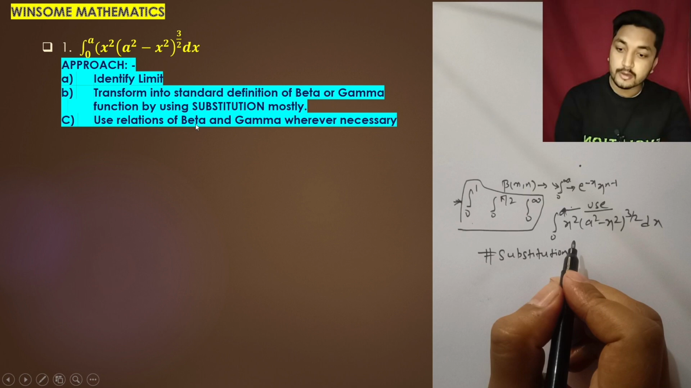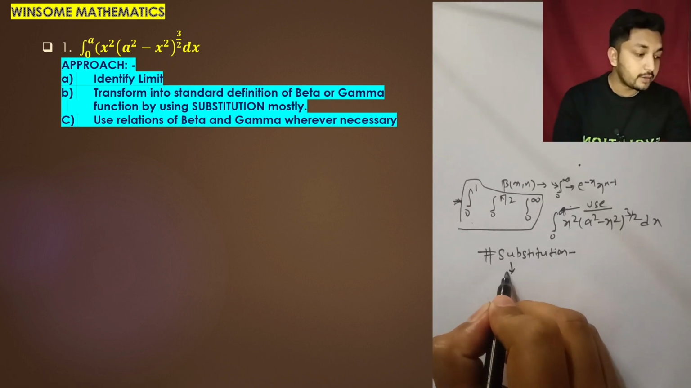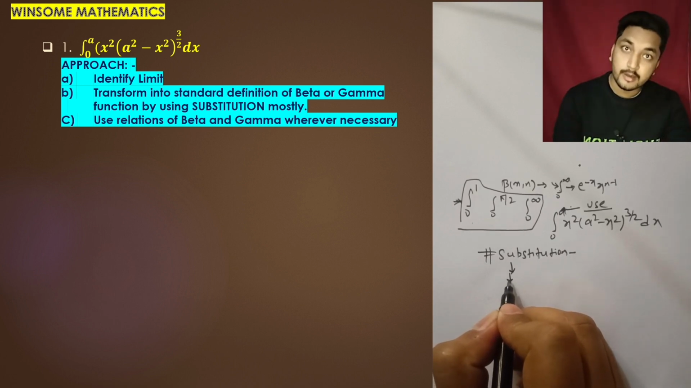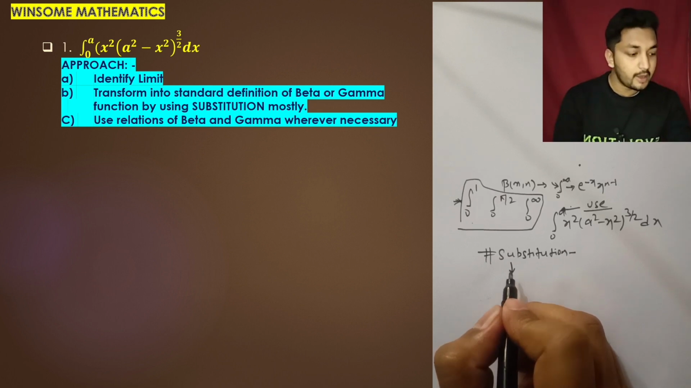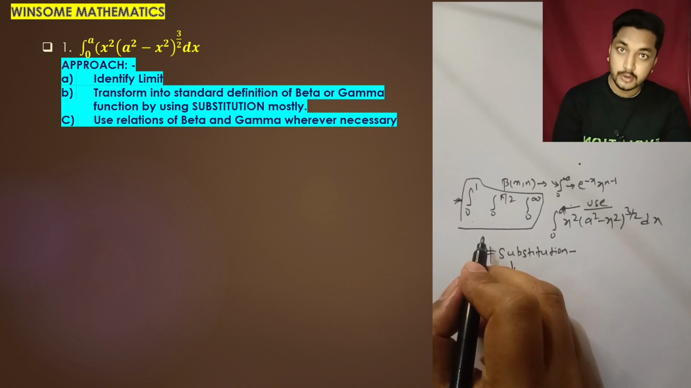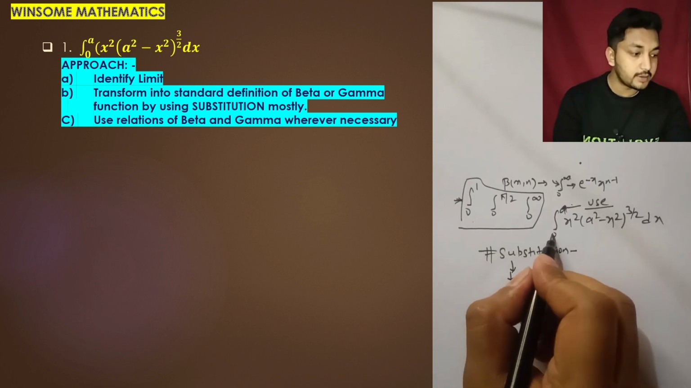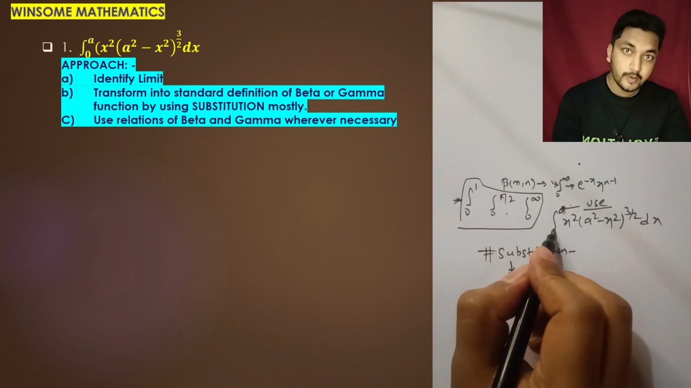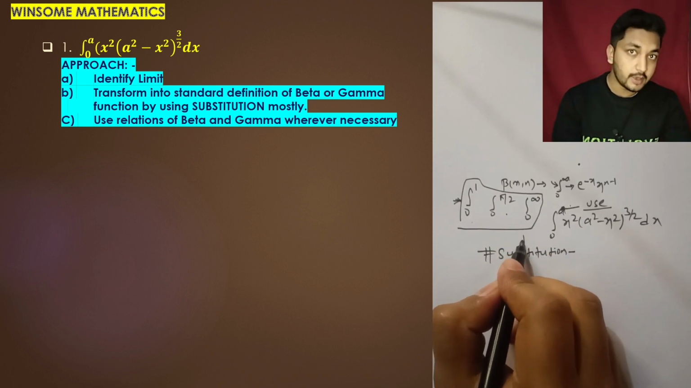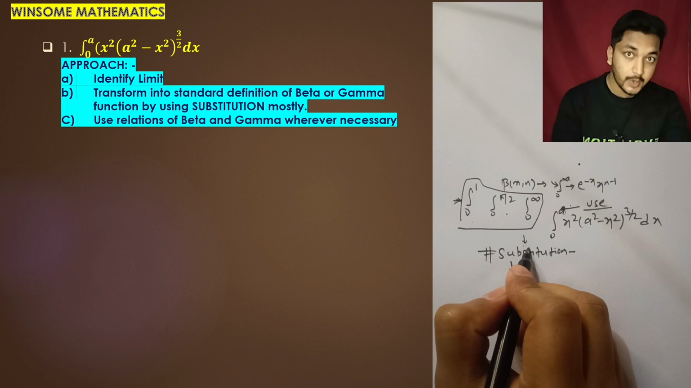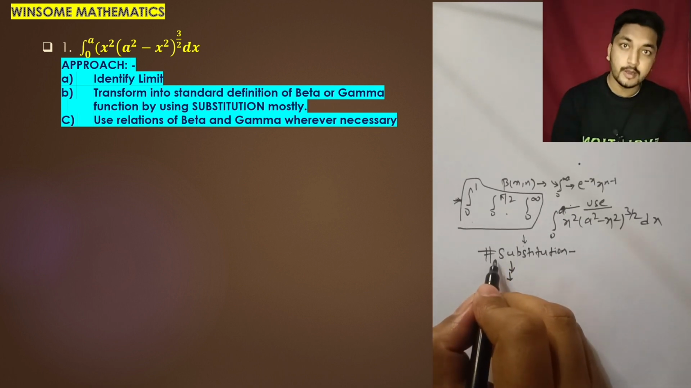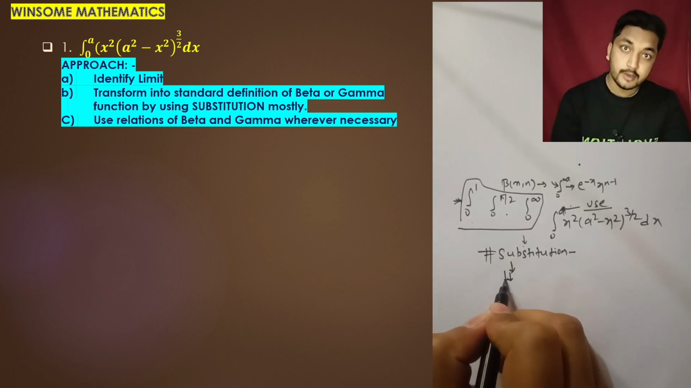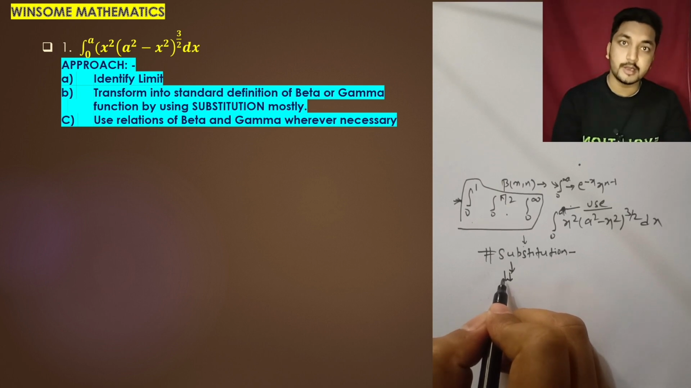The third step: use relations of beta and gamma wherever necessary. That means when we delve into the calculation, we will use whichever relations of beta and gamma are important. So this was our whole approach. First we identify the limit; 0 to a is not matching, so we will transform it using substitution. Then we will use the relations of beta and gamma in the calculation.